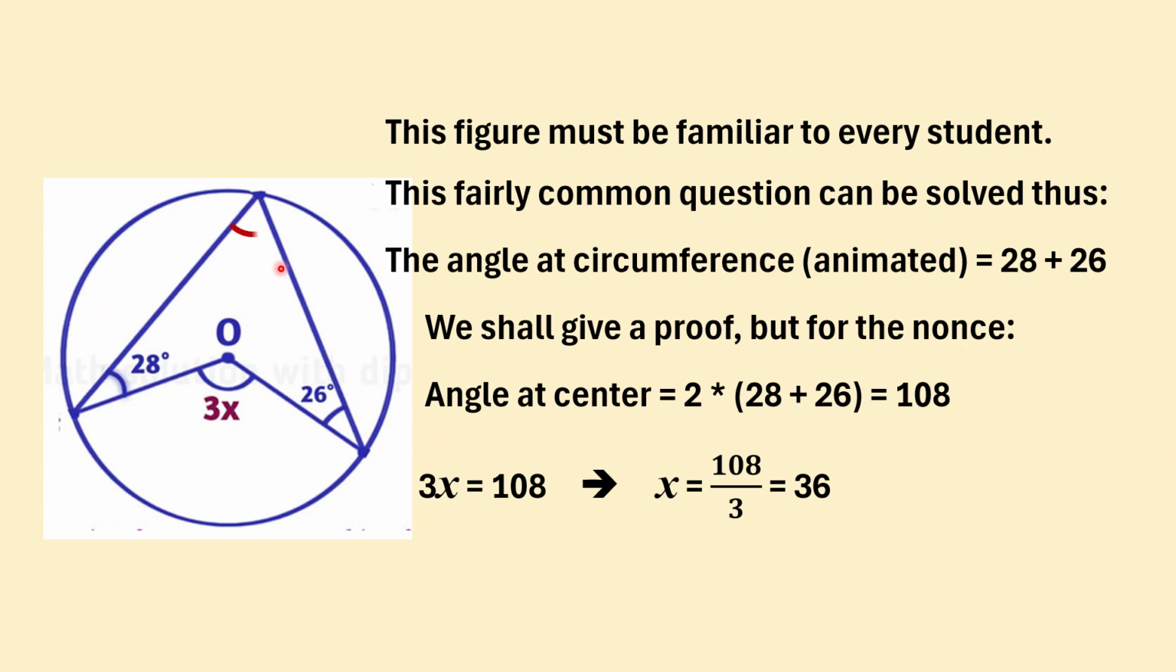The angle at the circumference, the animated arc, is equal to 28 plus 26. We will show you how. But remember, whenever you are given similar figures, the angle at the circumference should be equal to 28 plus 26, that is 54. So the angle at the center will be double of that, 108. So 3x is 108, x equal to 36. This is how you can solve in 2 seconds. But how we got this angle as 28 plus 26, we shall see in the subsequent slides.